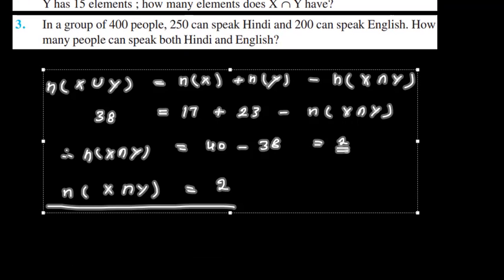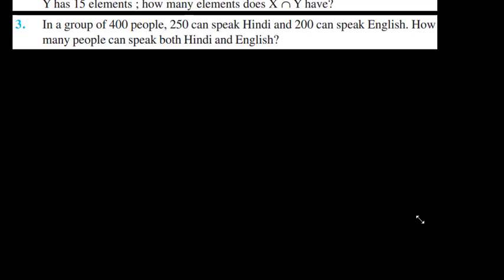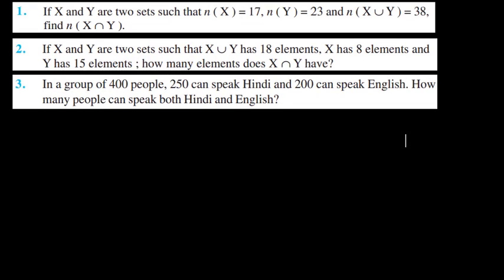Now let us see the second question. If X and Y are two sets such that X union Y has 18 elements, X has 8 elements and Y has 15 elements, how many elements does X intersection Y have? Again the problem is exactly the same as question number 1. You can solve it yourself. Now the third question is: in a group of 400 people, 250 speak Hindi and 200 speak English. How many people can speak both Hindi and English?